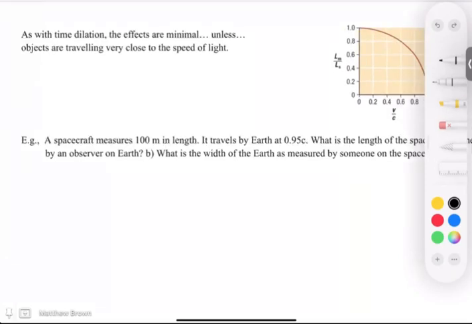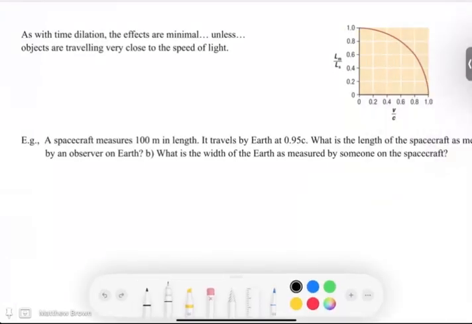I took a diagram, I think, from the textbook just to sort of show and remind you that as with time dilation, the effects are minimal. Very, very minimal effects. You're not going to notice this at all in any way at regular speeds. You'd have to get pretty close to the speed of light. And this kind of gives you an idea. You'll note it's going the other way.